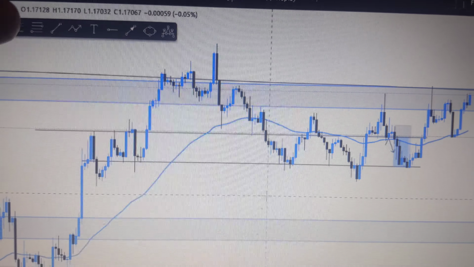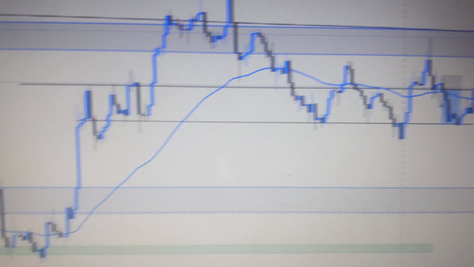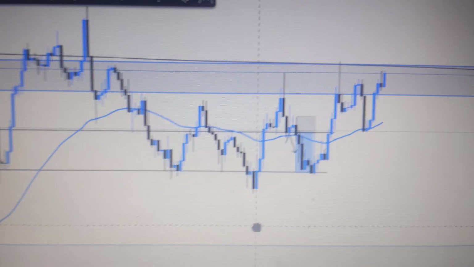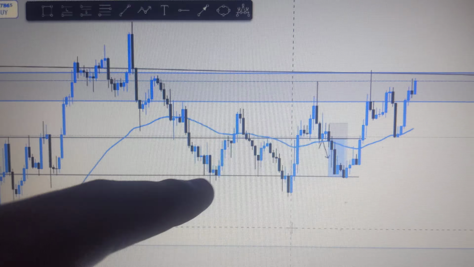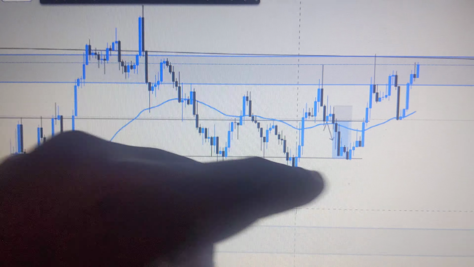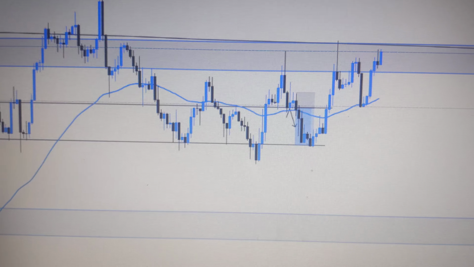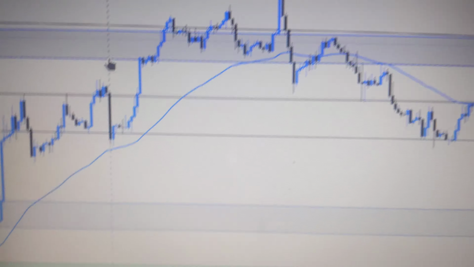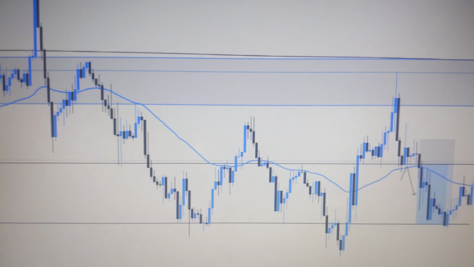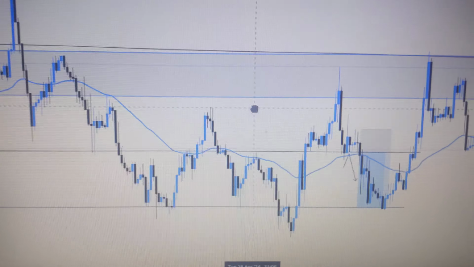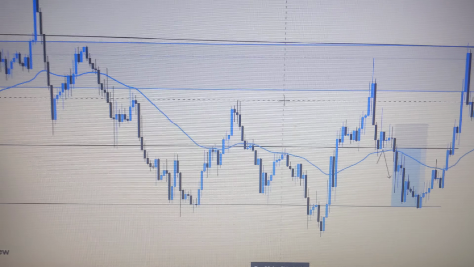If I zoom in a little bit, you can see the market was bullish after that, and we had some consolidation over here. But if you break it down even further, you can always find a trade in those consolidating markets, provided the consolidation is on a slightly bigger time frame like the daily or the H4.